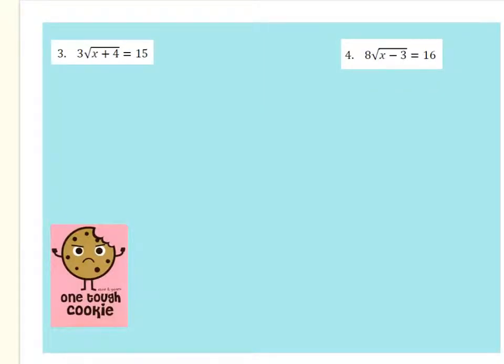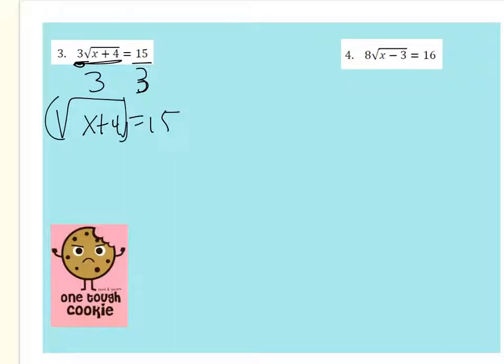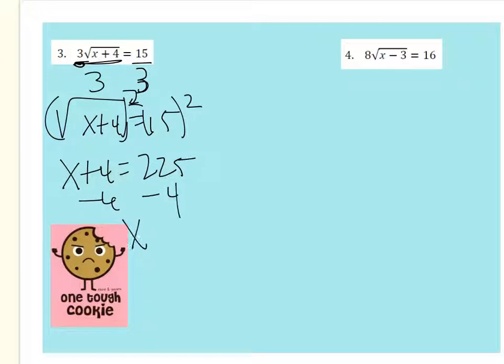So here, for number 3, what I want to look at is, see how I got that 3 right there? I've got to get rid of that 3. So all I do is divide both sides by 3. So I'm going to get the square root of x plus 4 equals 15. So now square. Squaring that's going to give me x plus 4 equals 225. Subtract 4, so x is going to equal 221.